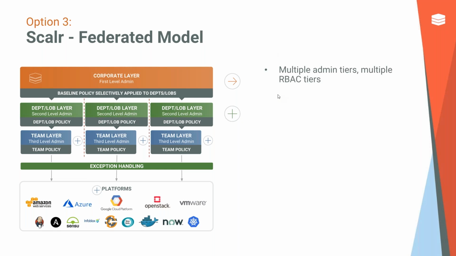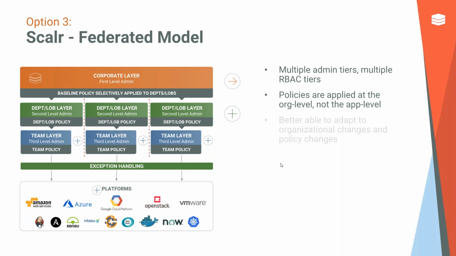So to recap some of this, you have multiple administration tiers and multiple tiers of role-based access control. Each one of these layers gets a certain portion of autonomy and freedom. The policies are applied at the organization level, not app by app. So you can apply a certain policy at the corporate layer, which will then be propagated down to all of those other layers, the department layer, the team layer, and reporting goes the other way. So you're able to still see your reports and your financial reports and everything at the corporate layer.